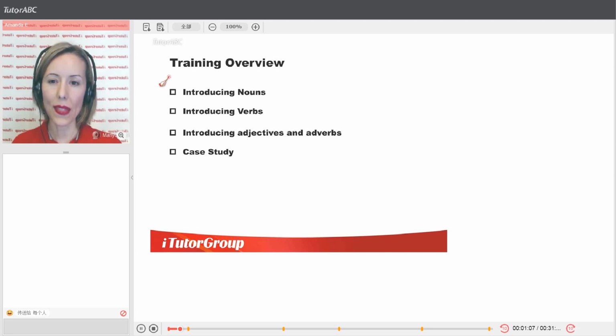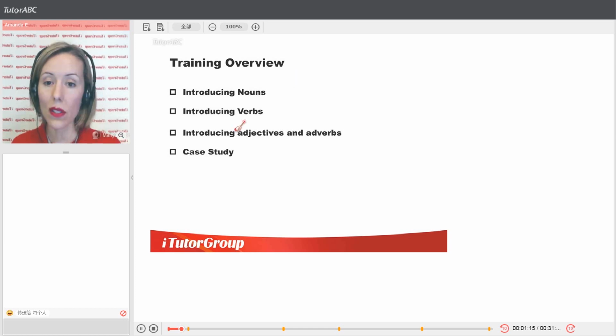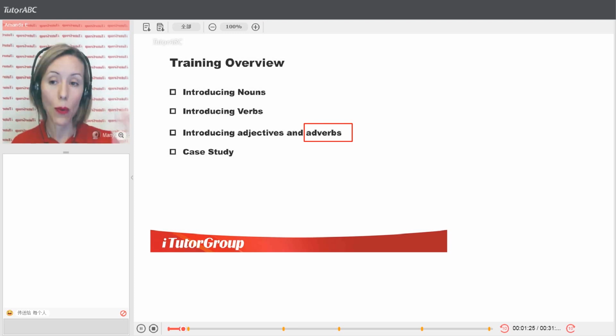So let's see what the overview holds for us. We're going to go through different kinds of vocabulary words. We're going to talk about how we can explain nouns, how we can explain verbs, and also adjectives and adverbs. We'll talk a little bit about how we can teach it to a low-level student, and then how we can really extend with a high-level student.